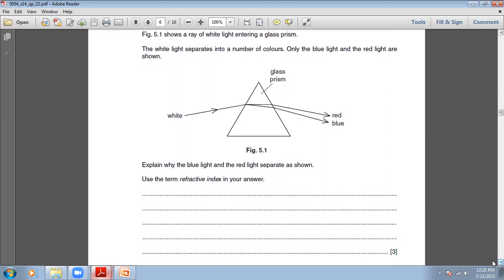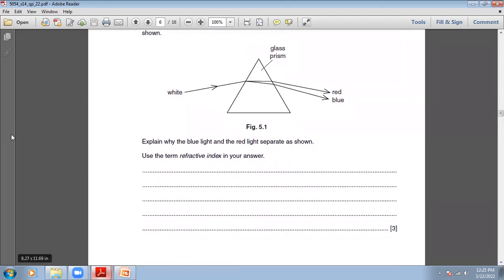You see, for the blue light and for the red light, the refractive index is different. The refractive index of the blue light will be larger than the refractive index of the red light in that glass prism, so the blue light will slow down more and it will bend more. So that's why they have separated.